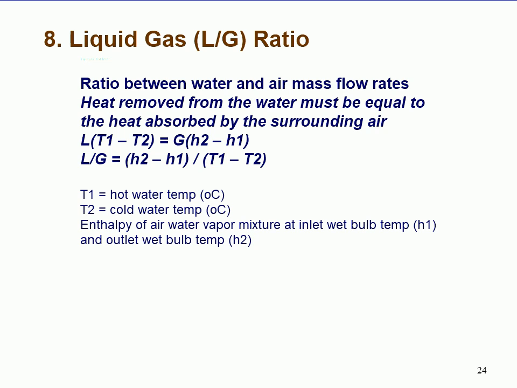Thermodynamic rules also dictate that the heat removed from the water must be equal to the heat absorbed by the surrounding air. Therefore, the following formulae can be used. These are the same formula, just written differently. L (T1 - T2) equals G (H2 - H1). L/G equals (H2 - H1) divided by (T1 - T2).